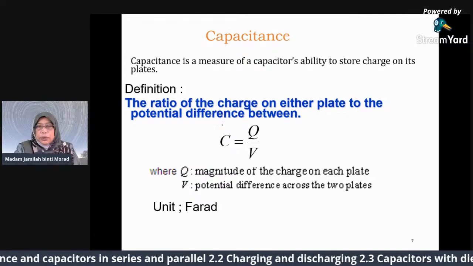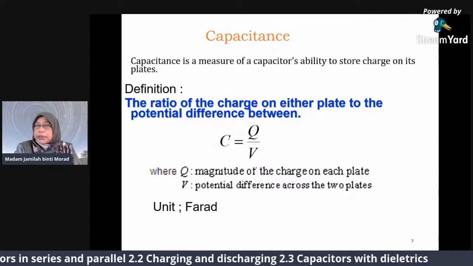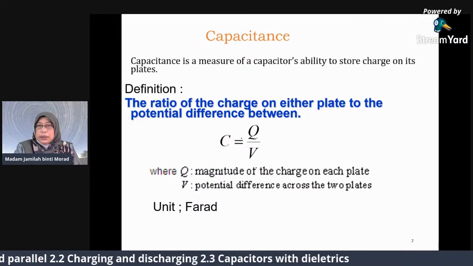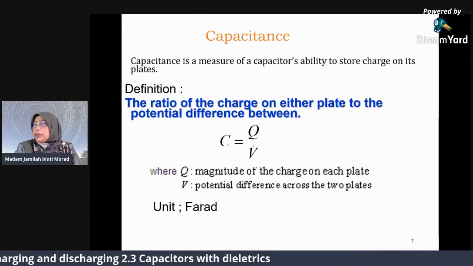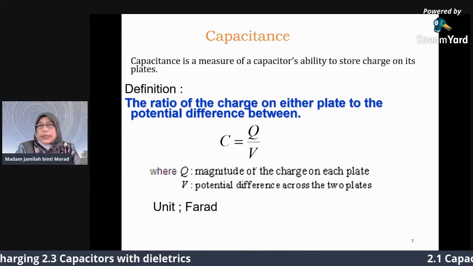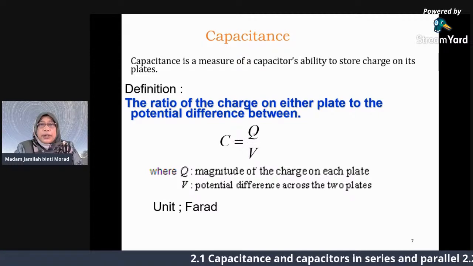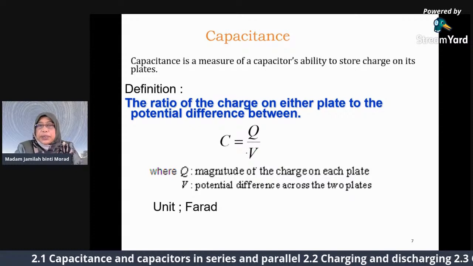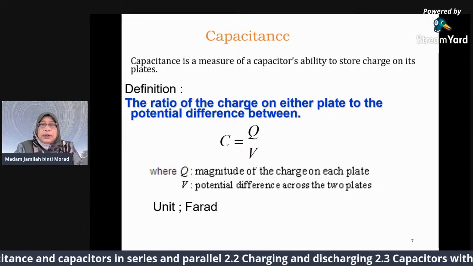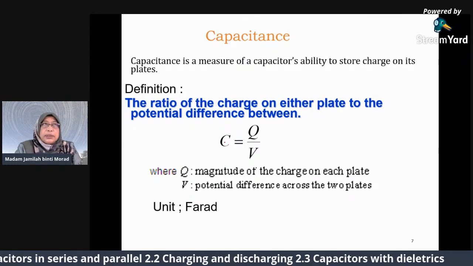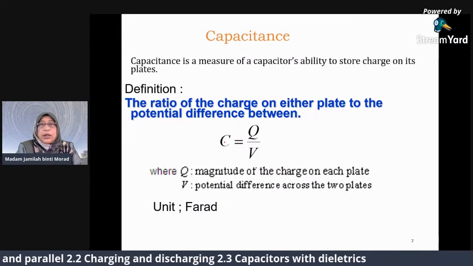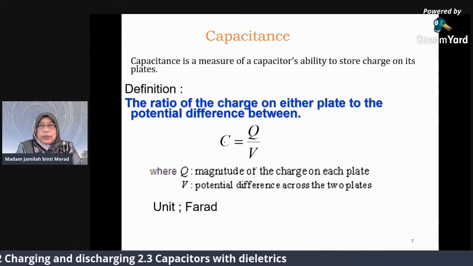When you look into this equation, C equal to Q over V, it doesn't mean that C is proportional to Q or V. It does not depend on Q or V. Capacitance is a property of the capacitor. It doesn't depend on Q or V, but Q and V depend on the capacitor. Capacitance is the storage of the capacitor. How large is its storage? It doesn't depend on Q and V.